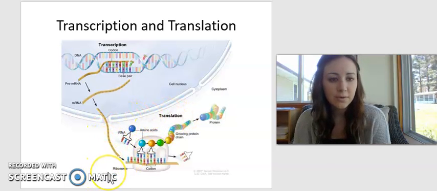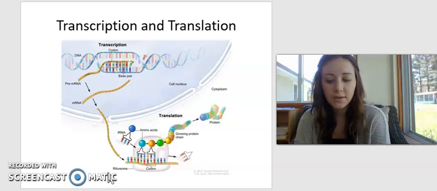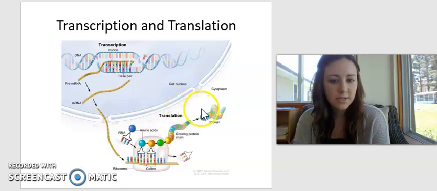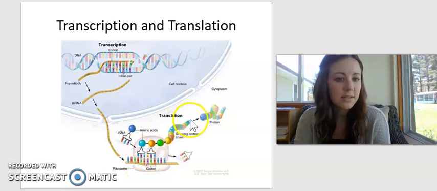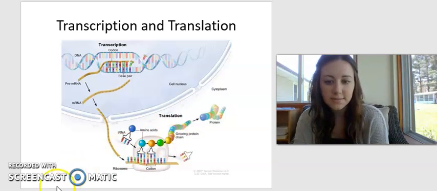We're going to use that code, and think about like if you're translating something for Spanish class or whatever foreign language you take. You're going to take that word or that phrase that you're given, and you're going to try to make sense of it, and you're going to try to make it usable. That's what we're doing here in translation. We're taking that mRNA code that we got from the DNA molecule, and we're going to translate it into proteins, and those proteins are going to make up our traits.